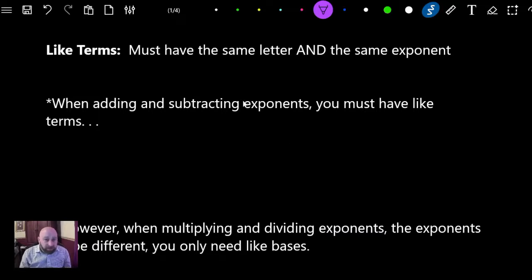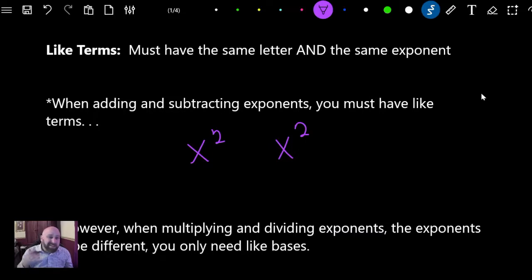A like term is something that is exactly the same. Well, I say exactly the same, and then it's not exactly the same. But what do I mean by that? It has the same letter, right? So you're looking right here, must have the same letter and the same exponent. For example, x squared is a like term with x squared. Those are like terms. Now, what if it's x squared and x cubed? Those are not like terms. Why not? Because they both have to be same letter and same exponent.